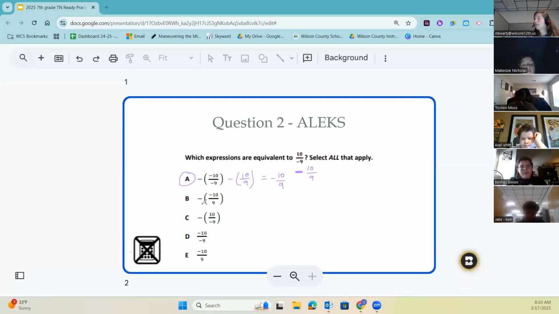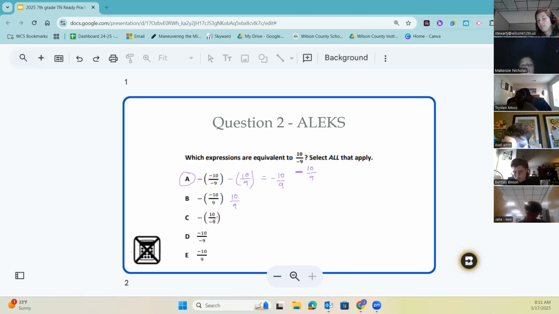All right, now let's take a look at B. We have a negative 10 over 9, which is a negative, but a negative times a negative is a positive. So actually, y'all, a lot of you picked this one as equivalent, but it's actually positive. Does that make sense? 70% of you said that this was equivalent. Negative 10 divided by a positive 9, that's a negative. And then a negative times a negative is a positive. Okay, so that is not equivalent.